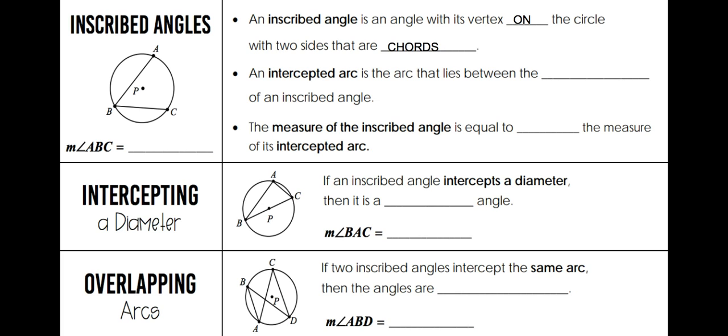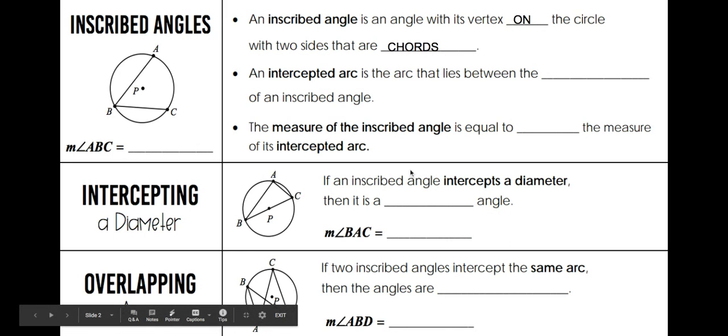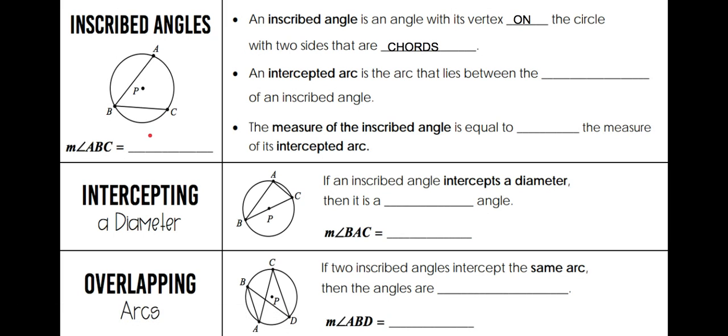Now notice that this is different from central angles because they're on the circle. Sorry, I'm just going to put it on my pointer. So this is on the circle, okay? If I can draw from the vertex, and it lands on the circle. So this is the arc. So an intercepted arc is an arc that lies between the endpoints of the inscribed angle. Okay, so here's your arc.